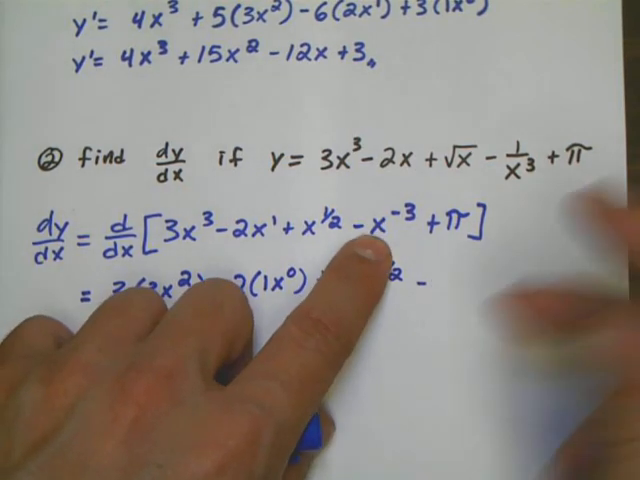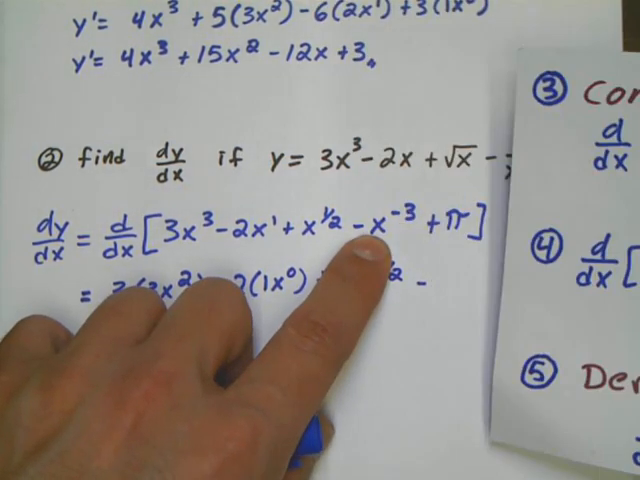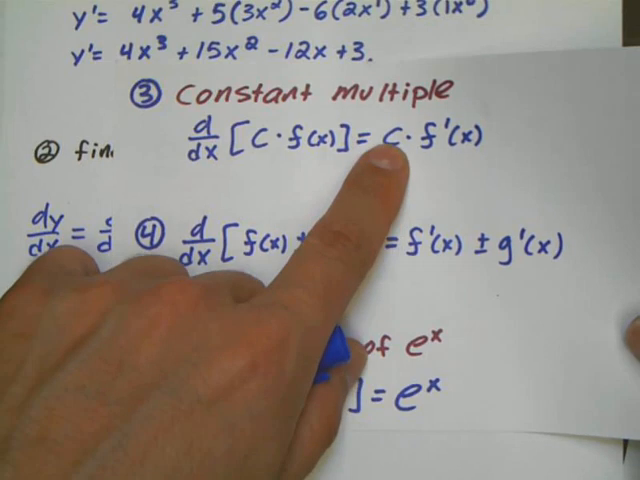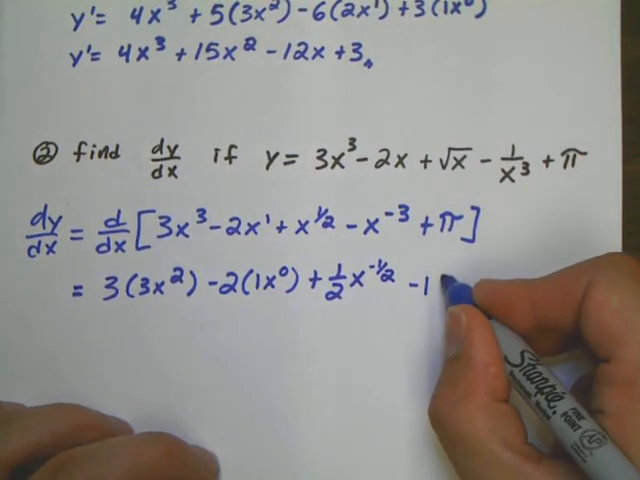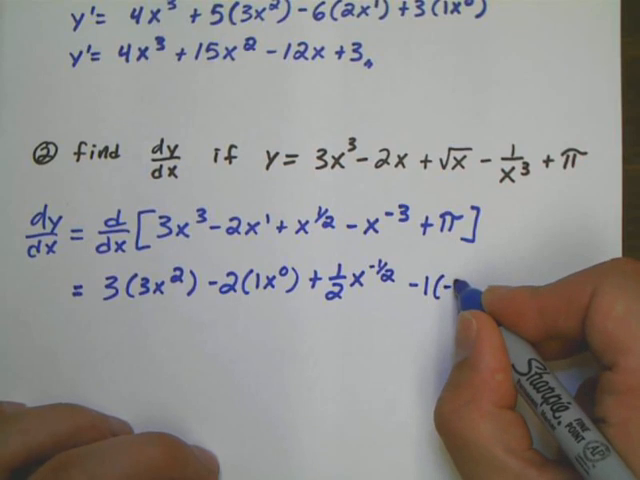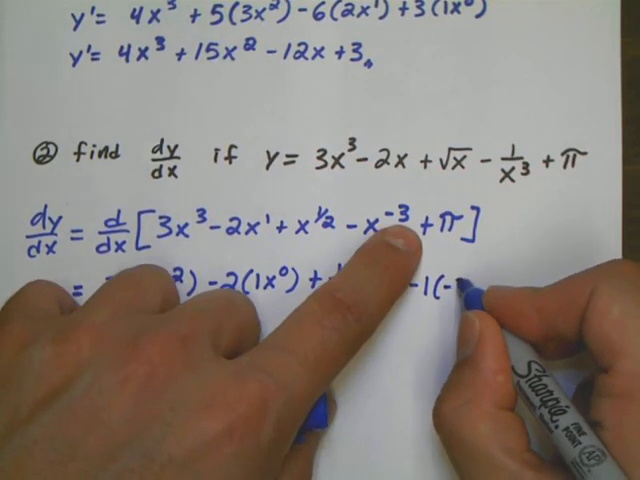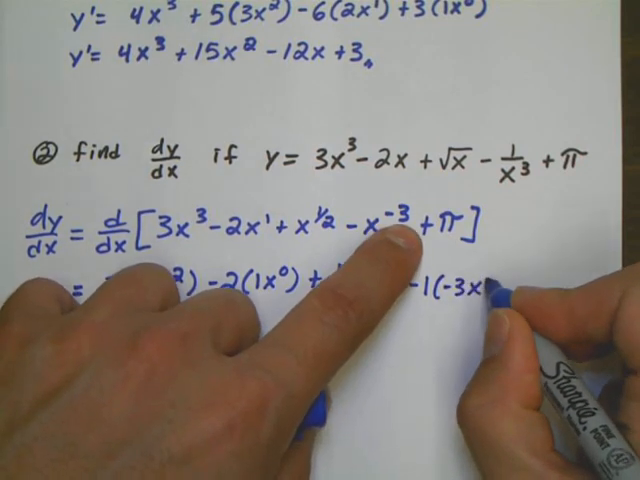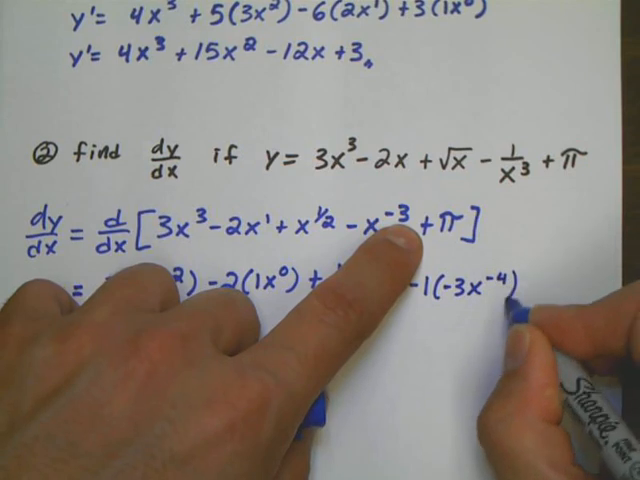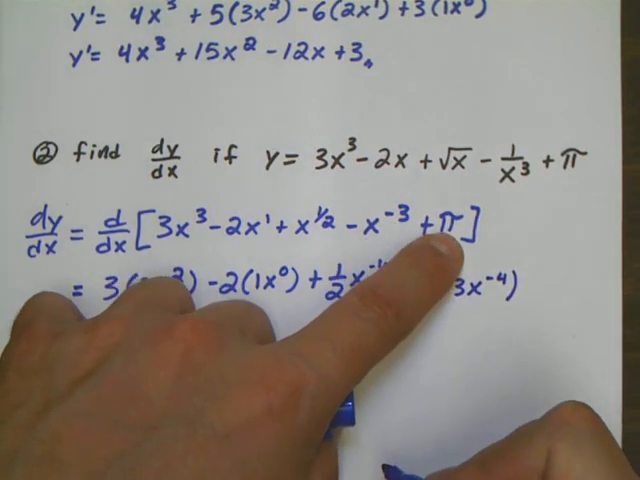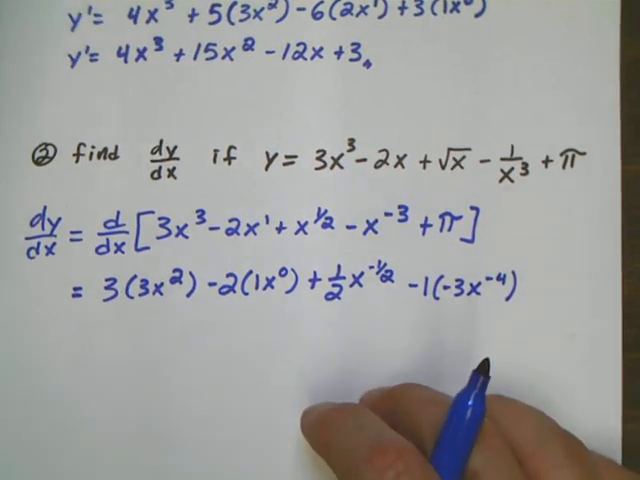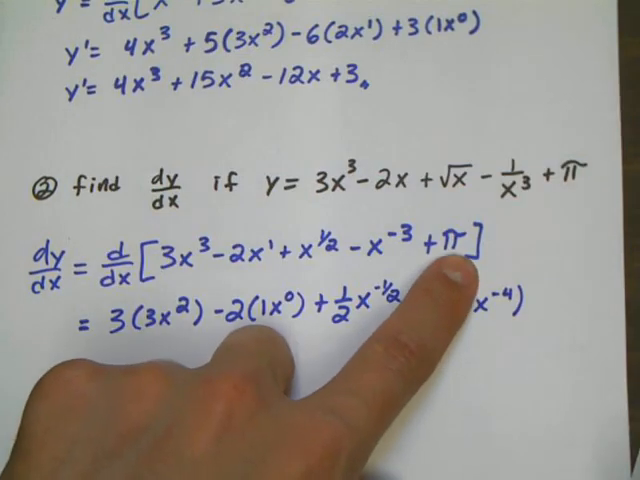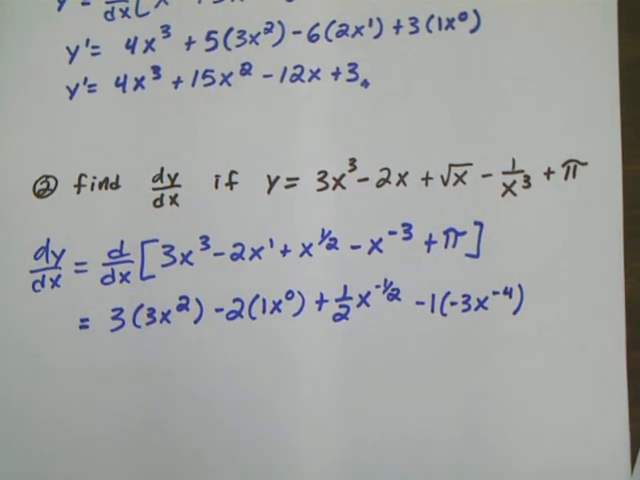Minus, well, this coefficient that's in front, I'm going to multiply by, is like a little negative one, so it's going to be minus 1 times, power rule says drop this in front and then subtract this power by 1. And this pi is just a constant, so the derivative of any constant is going to equal 0. So the derivative of this pi is 0.